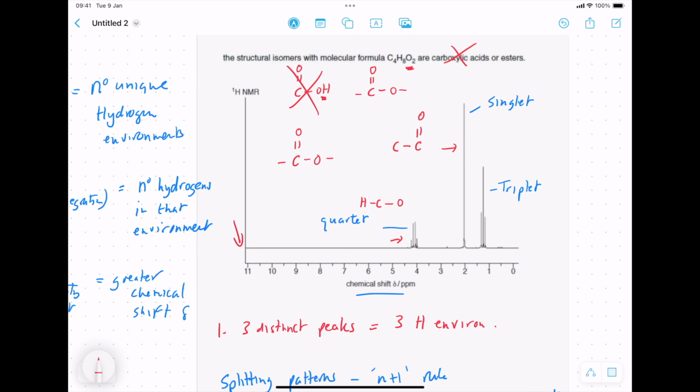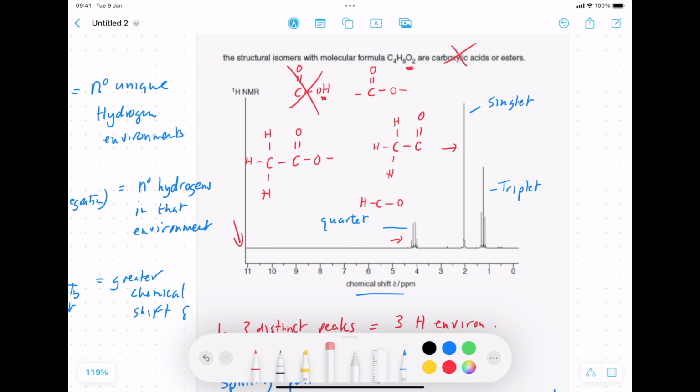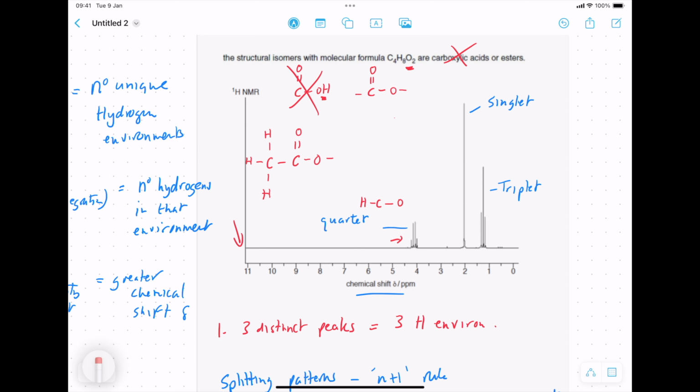So we can see at 2, a carbon directly bonded to a C double bond O. It is completely unsplit, which means this must be a CH3, because the CH3 bonded directly to a C double bond O doesn't have any neighboring hydrogens. So therefore 0 plus 1 would be 1, and that would be a singlet. Now we can just go back to the drawing. We know that there's a CH3 directly attached to a CO and a single bond O, which is the ester bond. So now that only leaves us with these last two peaks, which is the quartet and the triplet.